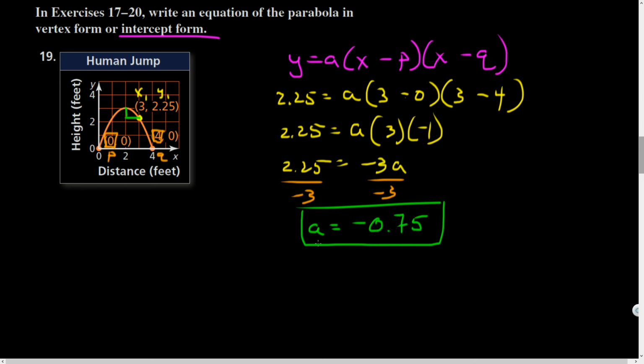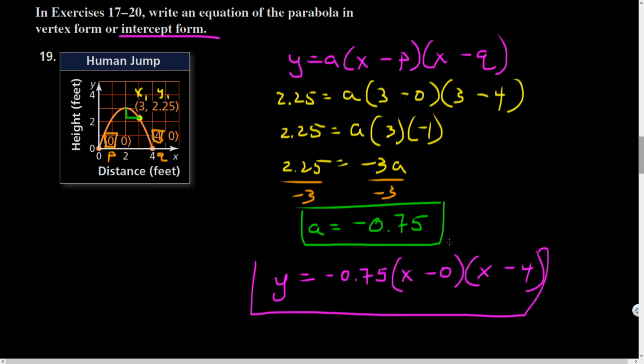Just refreshing our thoughts on all of those things. And so now write it in intercept form with x and y as x's and y's. And so I'll have an x minus 0, which I suppose I could just write as x, couldn't I? And x minus 4. Tell you what, I'm going to leave it in this format, though, because I feel like it.